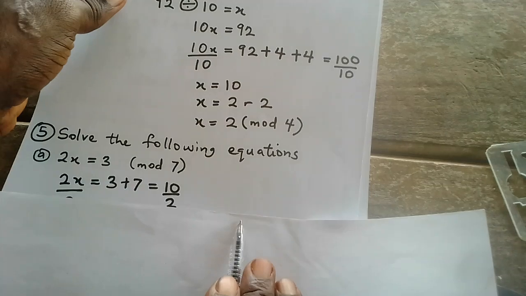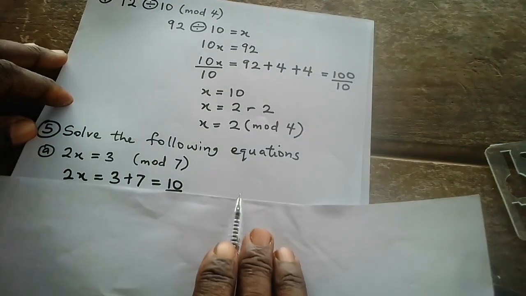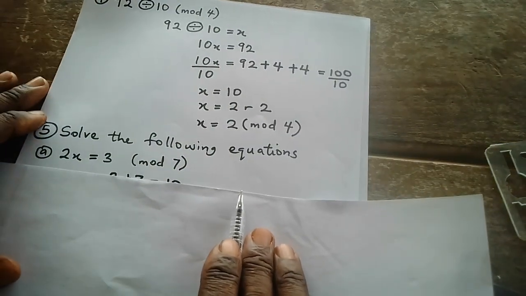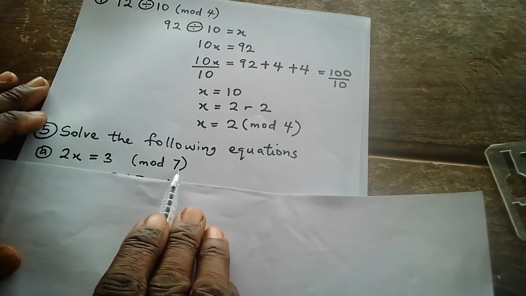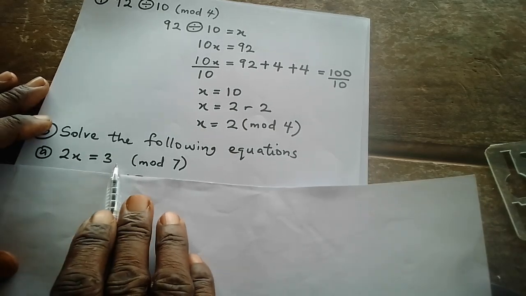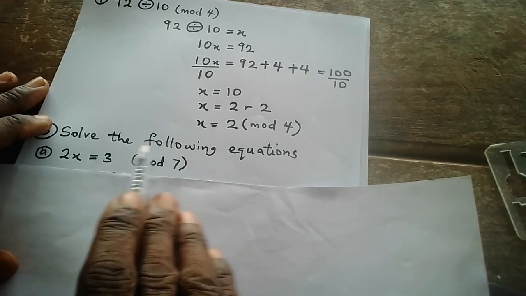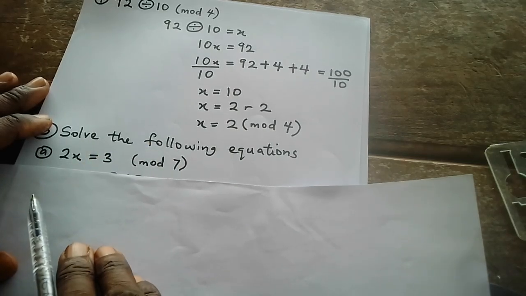Now let's look at this. Solve the following equations. So now 2x is equal to 3 in mod 7. We have to solve 2x is equal to 3 in mod 7, similar to what we have done.